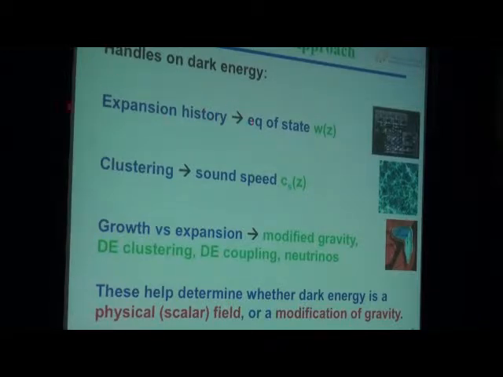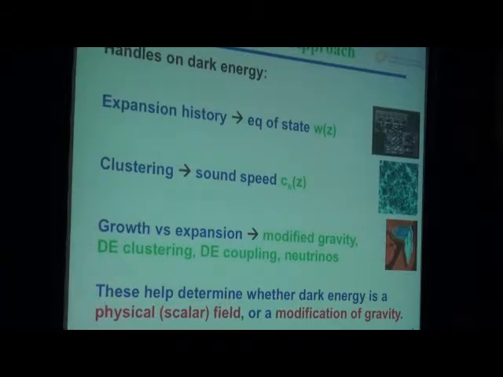So we can measure distances and measure the expansion history of the universe, and this is essentially equivalent to measuring the equation of state. So Raphael introduced that this morning, the pressure to density ratio of the component of the dark energy. And it's a function of time, w(z), and that's basically the same thing as the expansion history that was shown, the a(t), the scale factor.